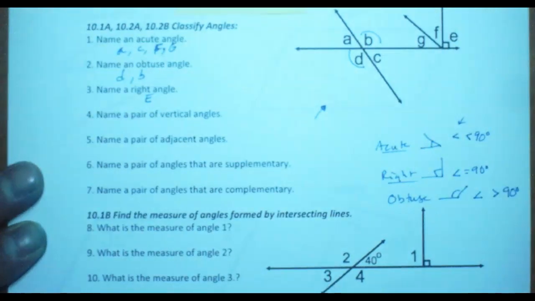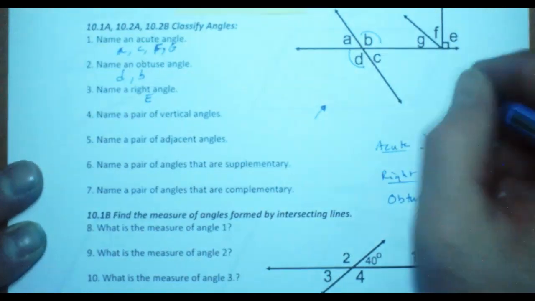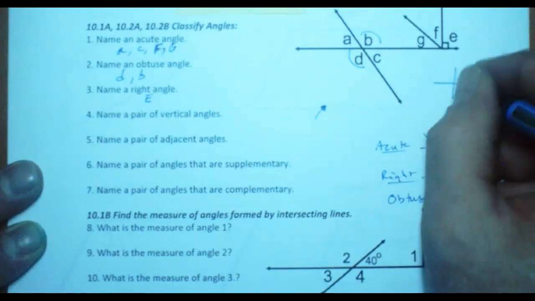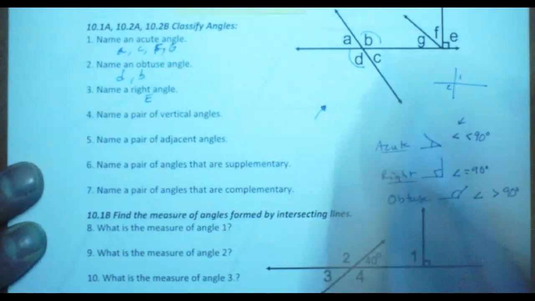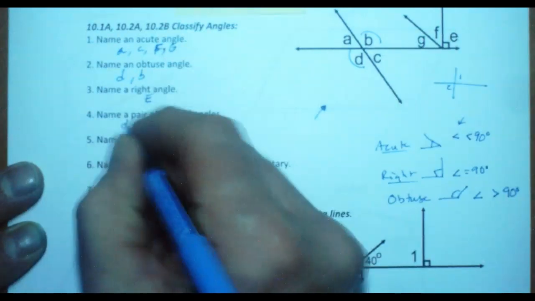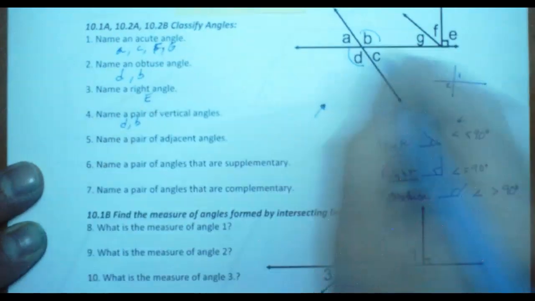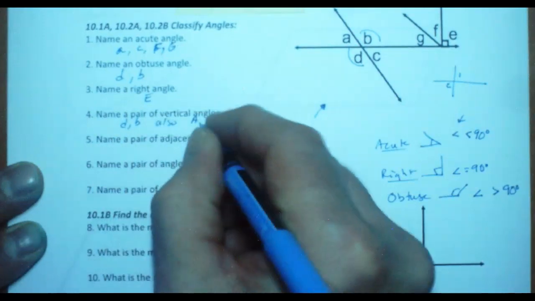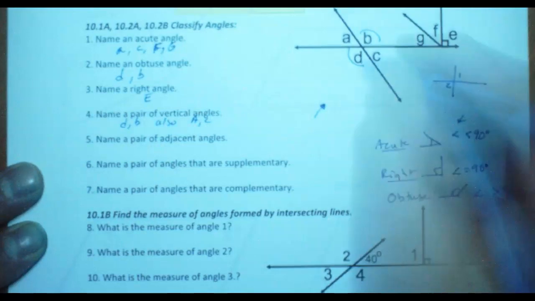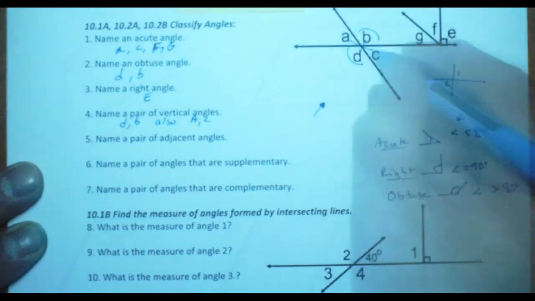So now, name a pair of vertical angles. So vertical angles would be like angles 1 and 2. Vertical angles are opposite. So which angles are opposite one another? Well, D and B are opposite, and also A and C. A and C are opposite. So D and B, A and C, these are vertical angles.